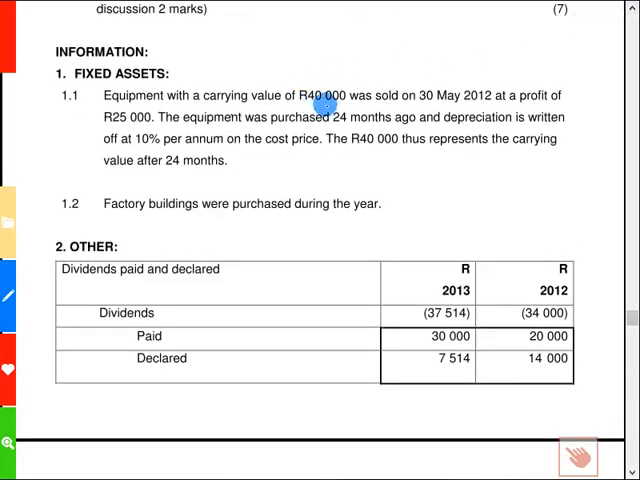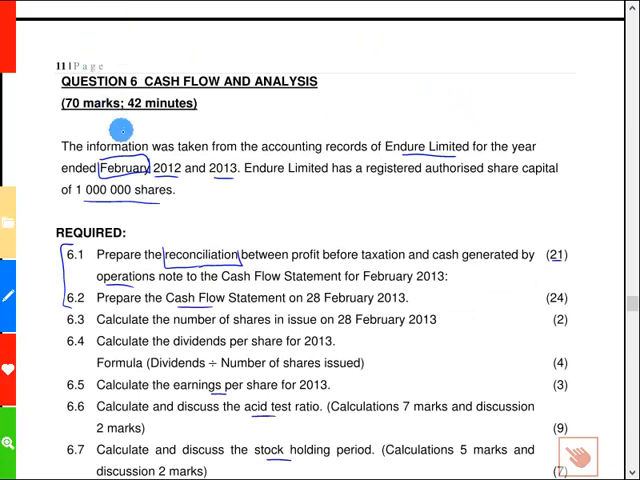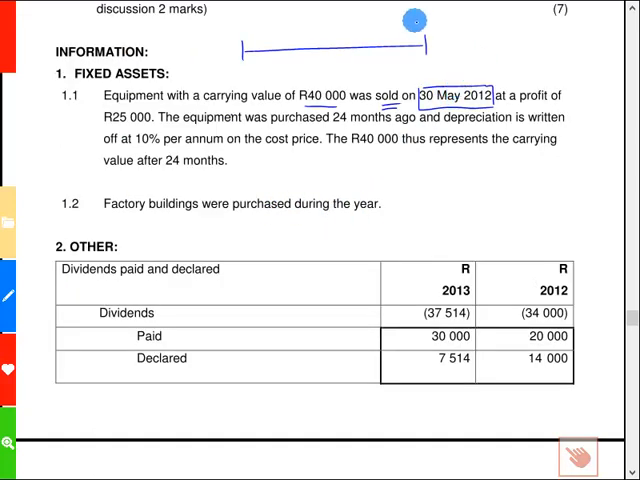Equipment with a carrying value of 40,000 Rand was sold. That makes sense because we saw the profit on the sale, right? On 30 May 2012. So how does my financial year run? When does it end? 28 February. It ends in February each year. So it's going to end here, 28 February 2013, and it would have started on 1 March 2012. So March, April, May. This would be 30 May.